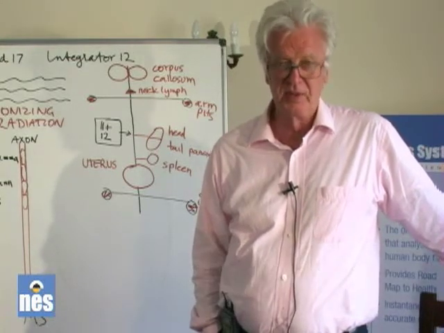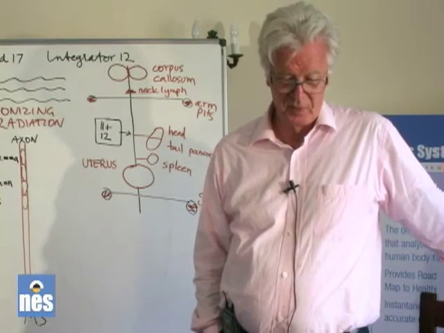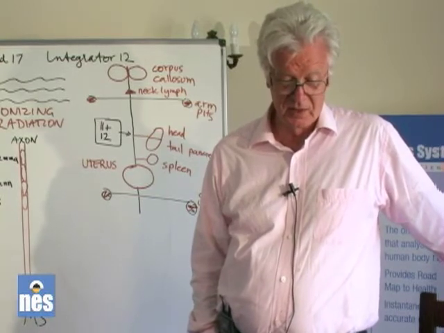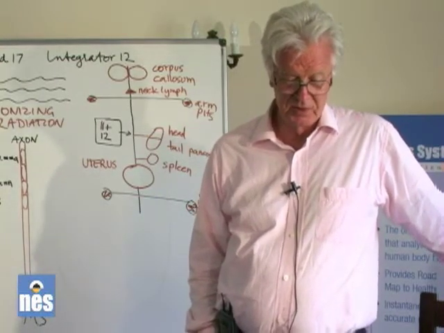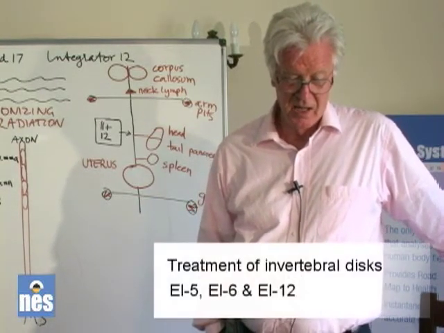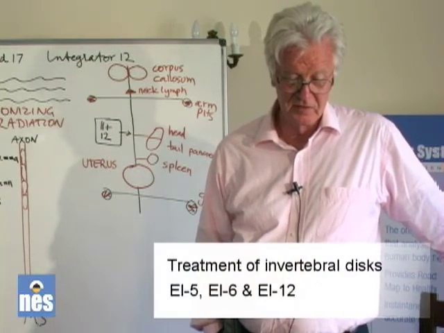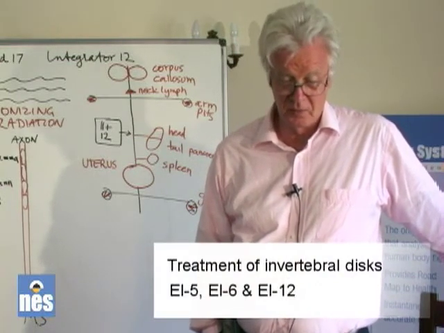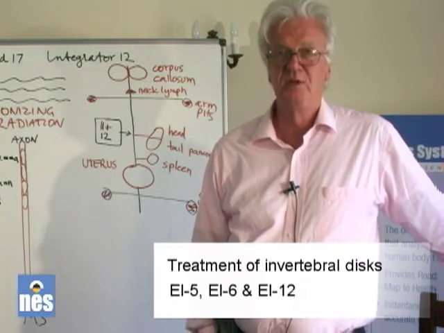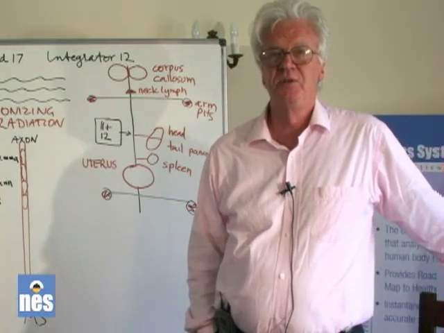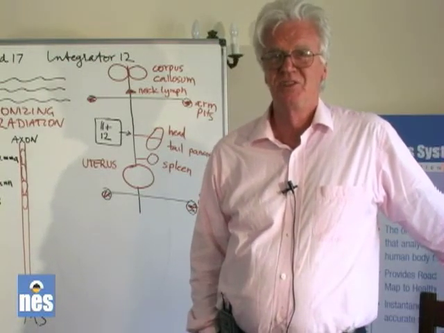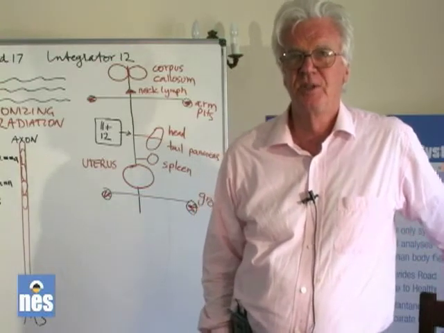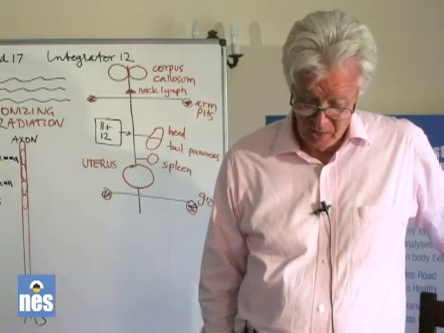Intervertebral discs are another complicated one. We've missed it on the way through, so I'll tell you. Intervertebral discs are integrators 5, 6 and 12. And because it's repairing of damaged tissue, it's a structural thing, so expect slow and limited results.